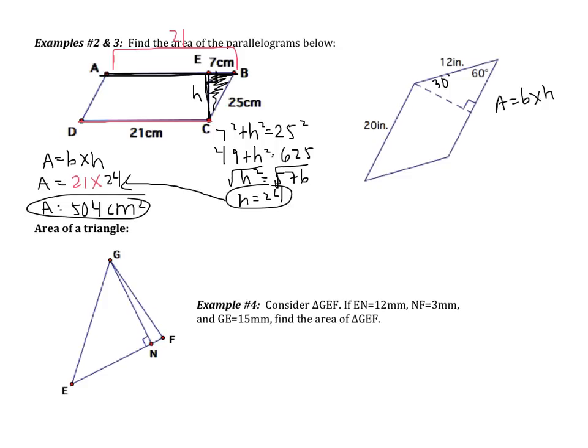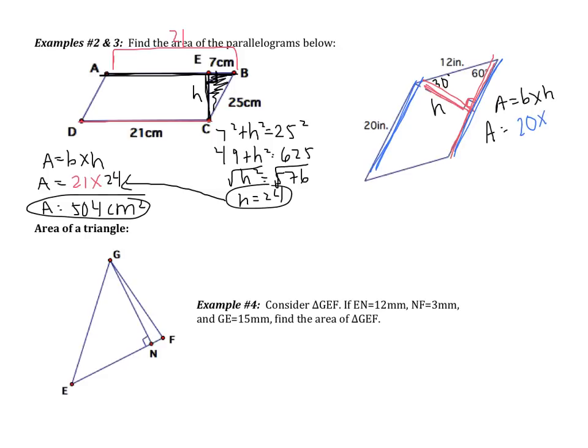Okay, let's see how we did. First let's notice what is my base, what is my height. Well, these two are perpendicular, so those are going to be your base and your height. Now, this base is 20, so the opposite base is also going to be 20. So it's going to be 20 multiplied by whatever the height is. Well, I need to find the height.